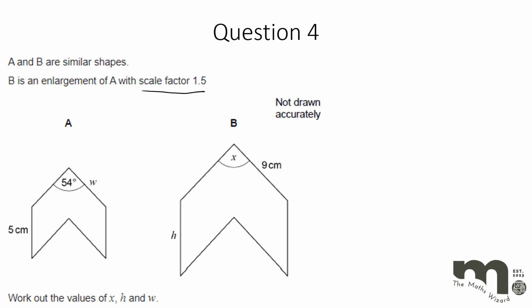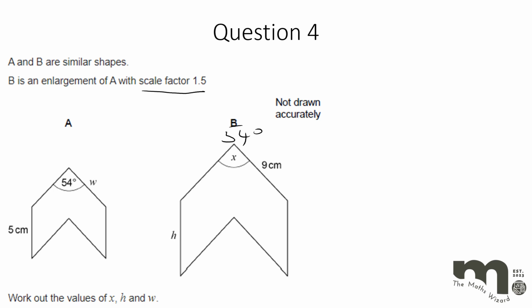Okay, so let's have a look then at this. So we've got the 54 degrees. Let's do the easy one first. Now, one key thing to remember, that people sometimes do incorrectly, is that when you enlarge a shape, the angles will still be the same size. So that X will still be 54 degrees. It does not get 1.5 times bigger. It's only the side lengths that get 1.5 times bigger.